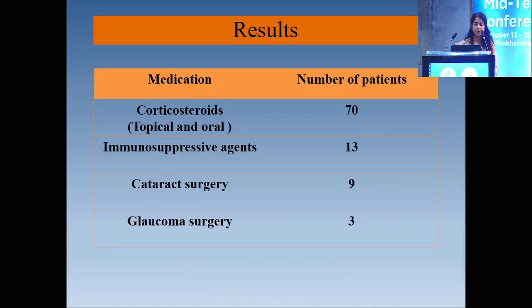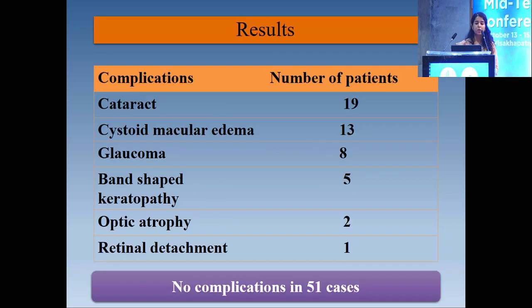70 patients responded well to corticosteroid only, in 13 patients immunosuppressives were used, cataract surgery was needed in 9 patients, and glaucoma surgery in 3 patients. These are the various complications noted in our study. Cataract was present in 19 patients, cystoid macular edema in 13 patients, 8 patients had glaucoma, band-shaped keratopathy in 5 patients, 2 patients had optic atrophy, and retinal detachment was present in 1 patient. There were no complications noted in 51 cases.